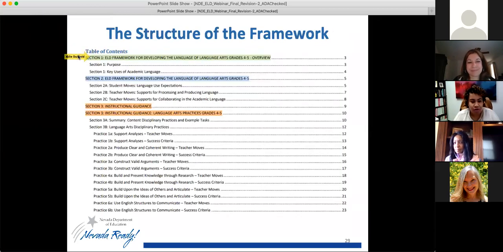At the beginning of the framework, there is a table of contents that will help guide your use of this document for the language of language arts. This ELD framework provides educators with a window into the academic language proficiency that's needed across the subject of language arts. So the components of these standards will support all educators with organizing curriculum, instruction, and assessment around academic language development. So let's move into the next part, which is one of my favorite parts, the student and the teacher moves.